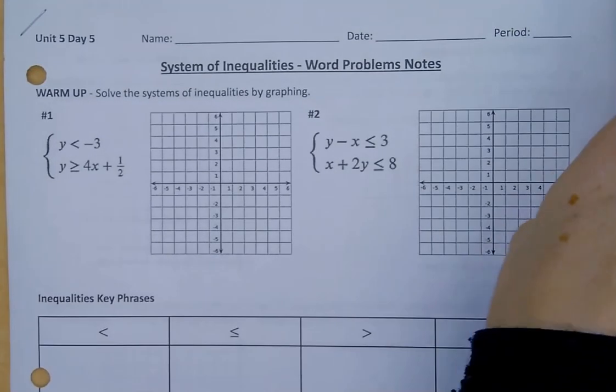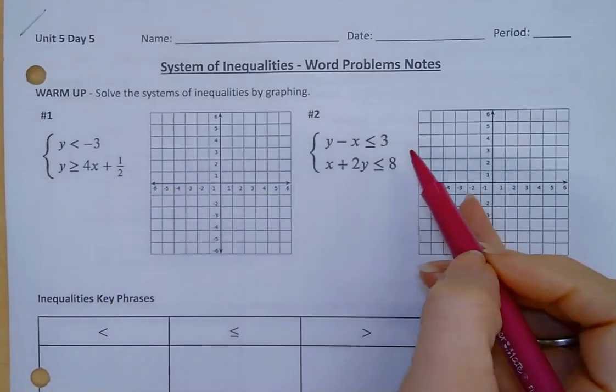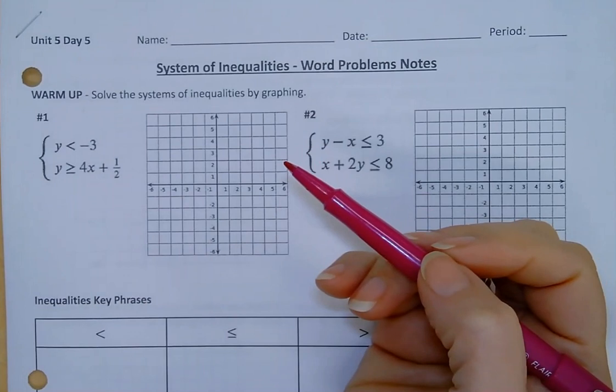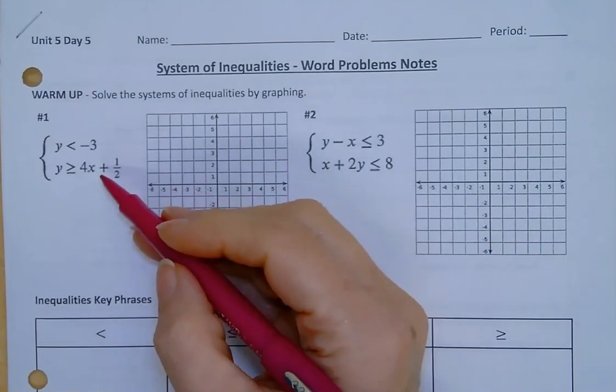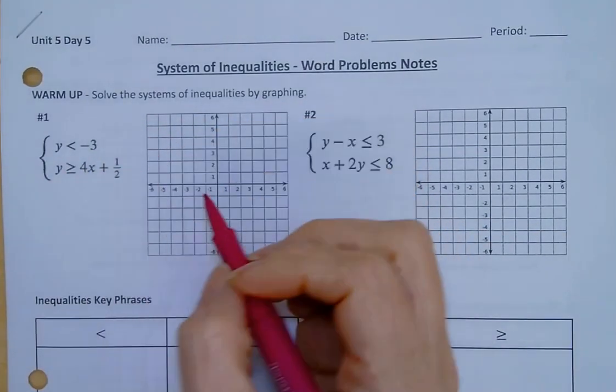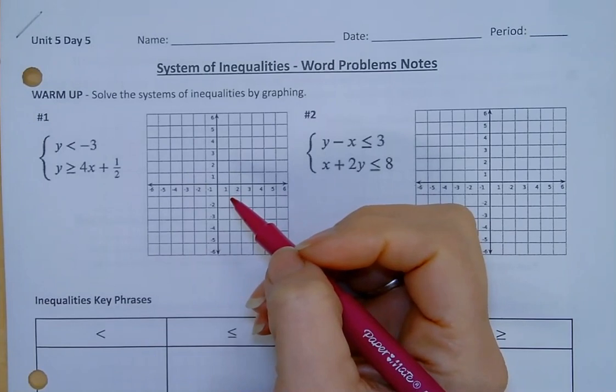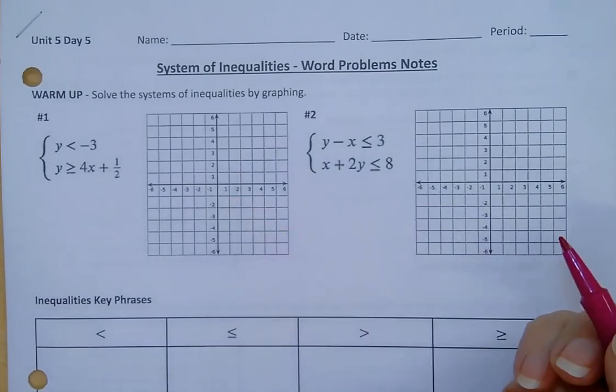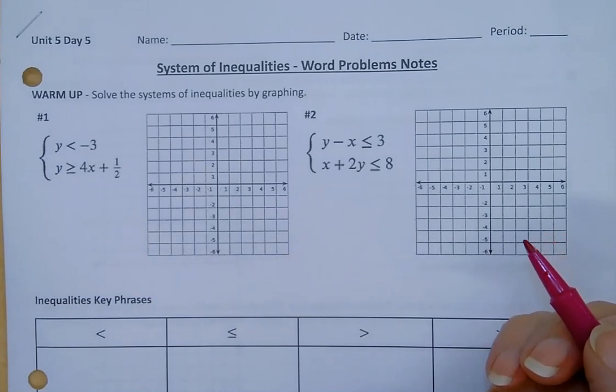But as a warm-up, just to remind us of how we work with inequality systems that are given to us straight away, we're going to graph our boundary lines and then shade using a test point, and see where we have an overlapping shaded area.